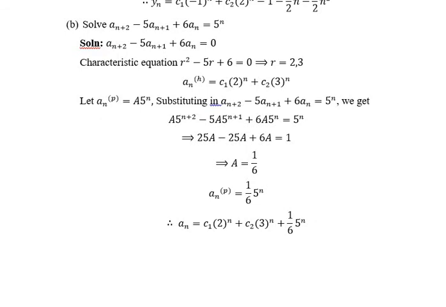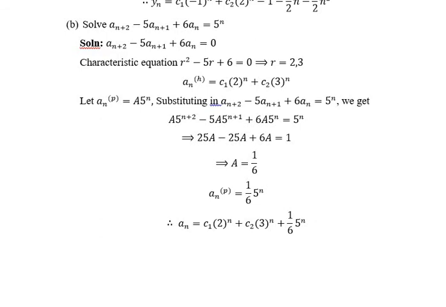It is b r raised to n, that is it, right? So a_n^p will be of the form, the trial solution will be of the form a_n^p = A times 5^n. Substituting this a_n^p in our main equation, we will get A 5^(n+2) - 5 A 5^(n+1) + 6 A 5^n = 5^n.